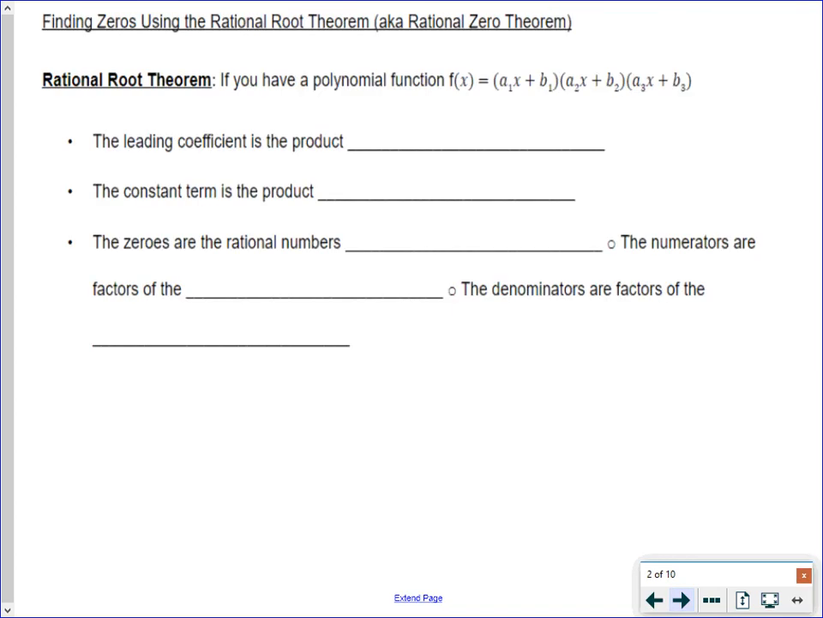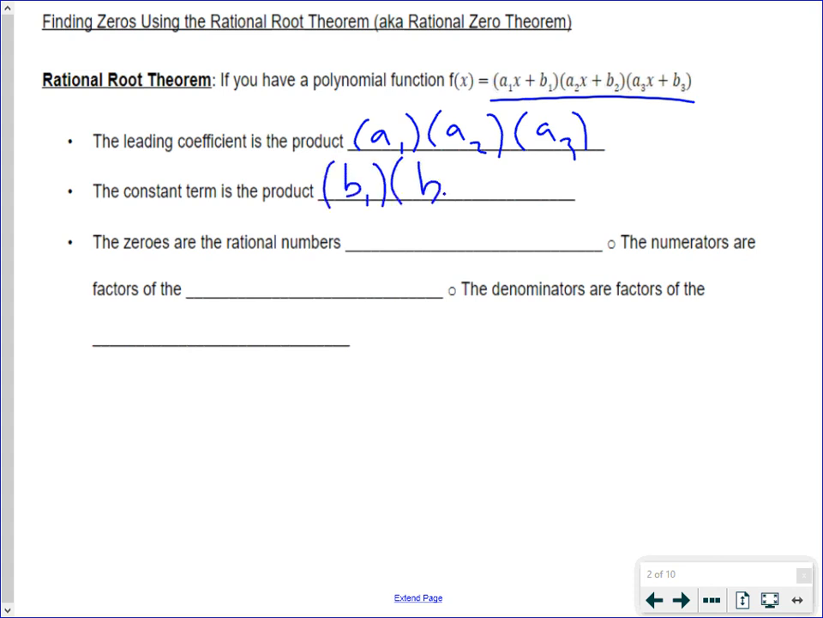So let's go on and actually go over our notes now. What we're learning about today is the rational root theorem. What the rational root theorem says is that if you have a polynomial function, f of x equals all of this right here, the leading coefficient is going to be the product of all the coefficients of x, so a1 times a2 times a3. The constant term is going to be the product of all the constant terms in each factor, so b1 times b2 times b3.